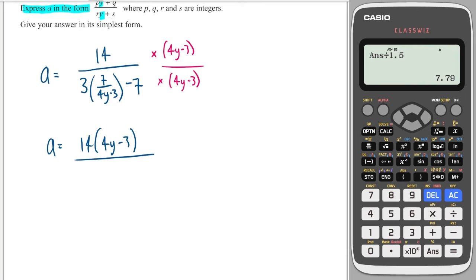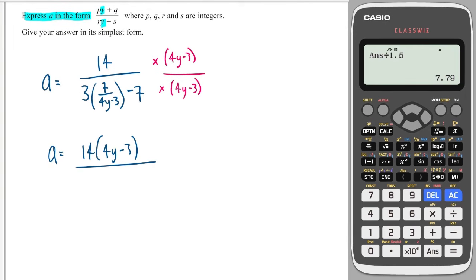Now what's going to happen to the bottom? When I multiply the denominator by this 4y minus 3, I have to do it to each term along the denominator. Firstly, doing it to this first term here, the whole reason why I've multiplied by 4y minus 3 is to cancel that denominator. So that is just going to give me 3 times 7, which is 21. But this term here, minus 7, also needs to be multiplied by 4y minus 3.